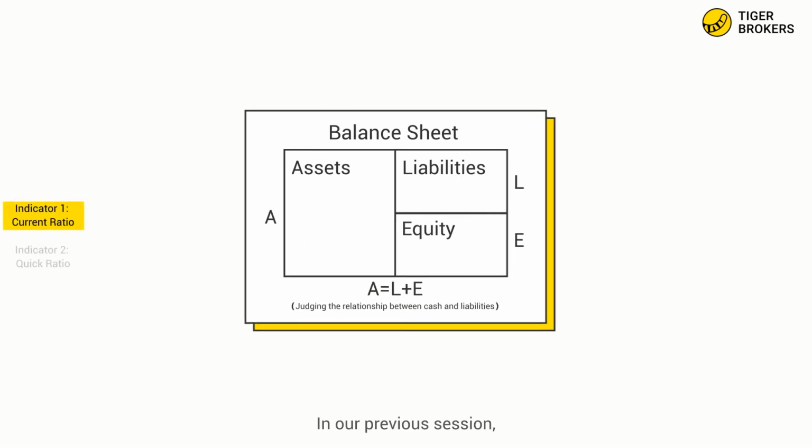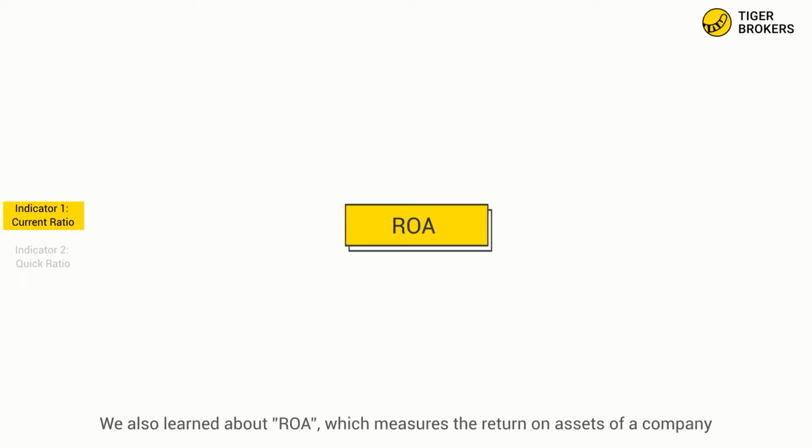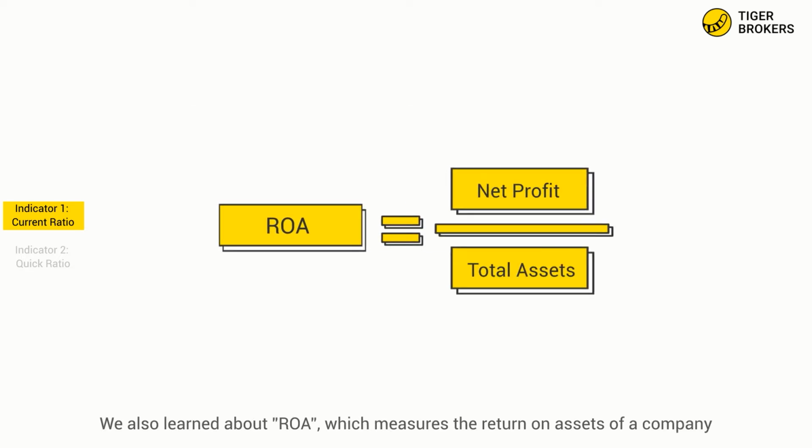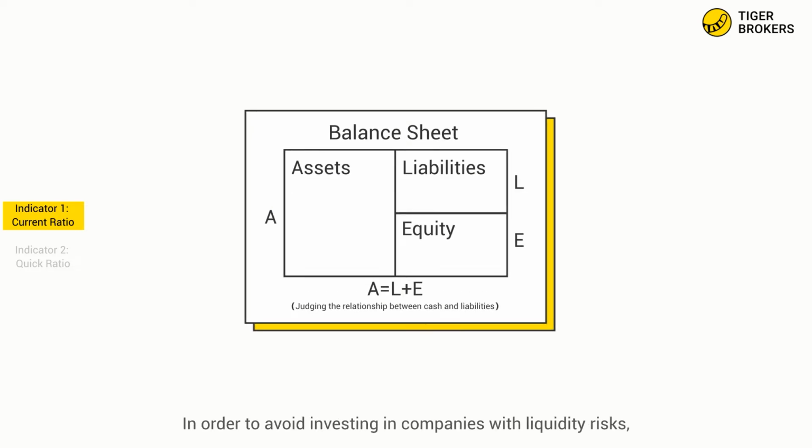In our previous session, we covered the asset side of the balance sheet and gained an understanding of current and non-current assets. We also learned about ROA, which measures the returns on assets of a company. In order to avoid investing in companies with liquidity risks, we're going to learn about the liability side of the balance sheet in this session.